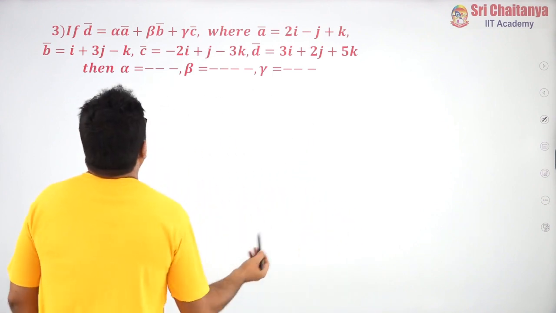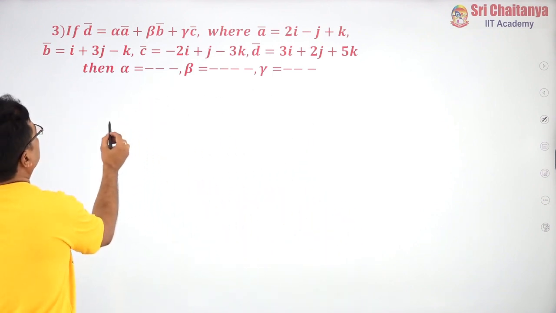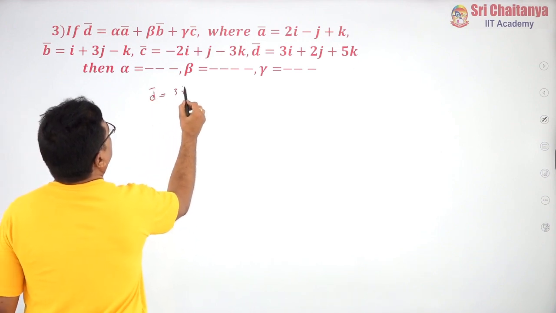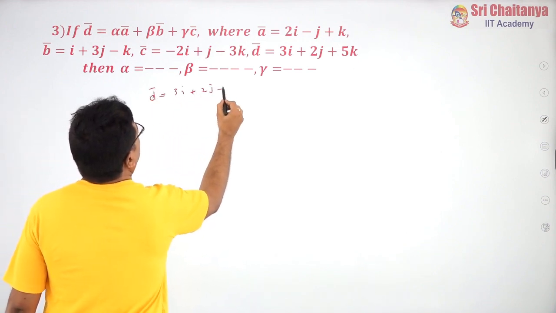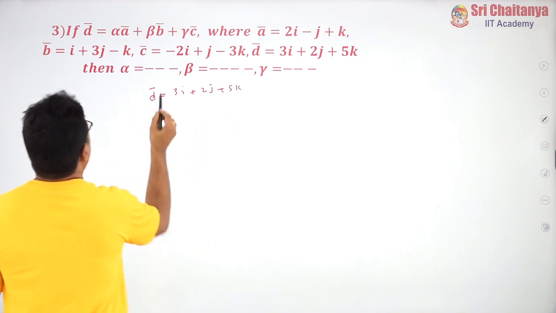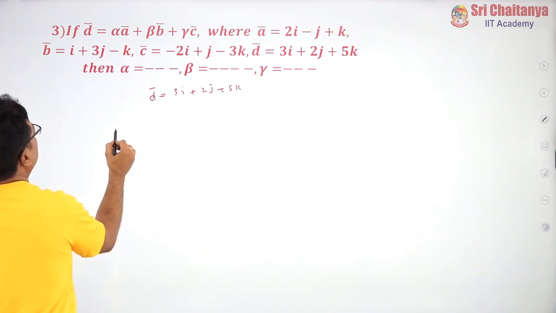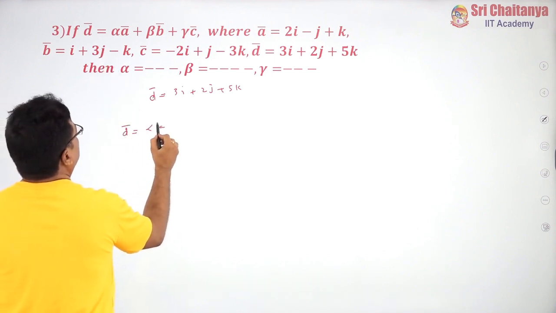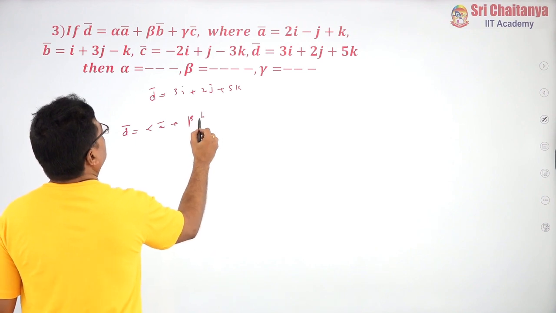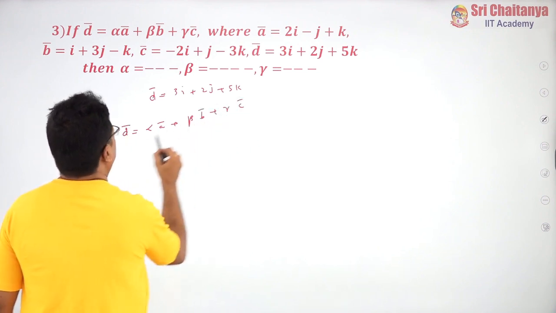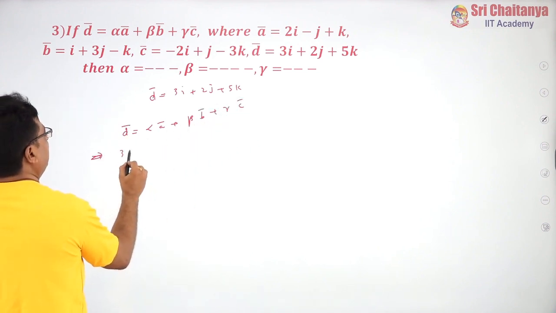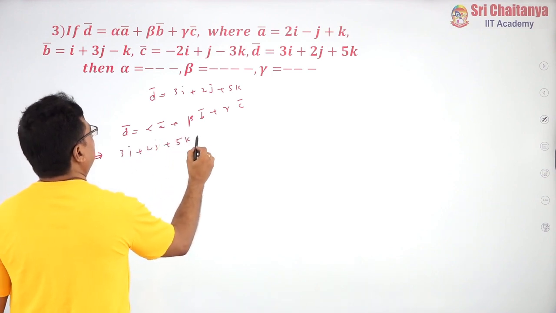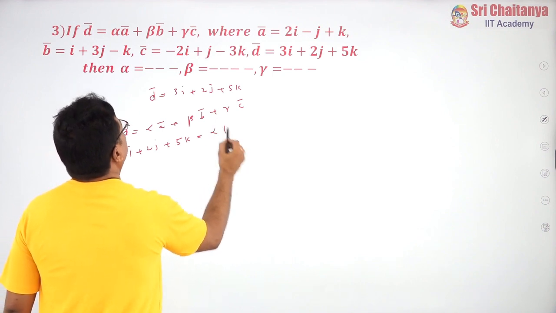So what is given? D bar is equal to 3i plus 2j plus 5k. This is given. D bar is equal to alpha A bar plus beta B bar plus gamma C bar, which implies 3i plus 2j plus 5k equals alpha into, what is A bar?